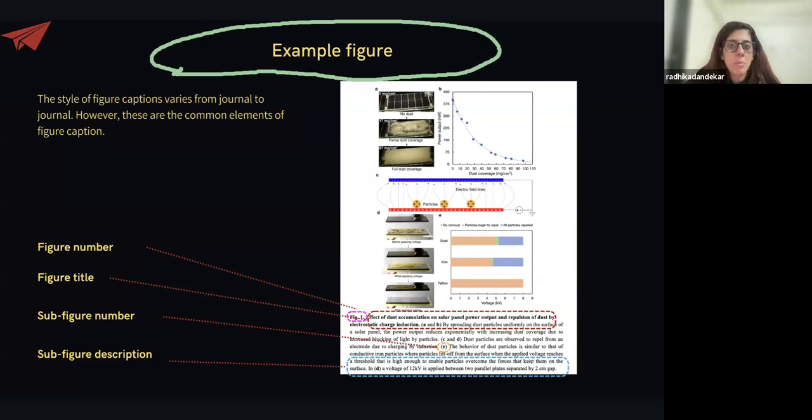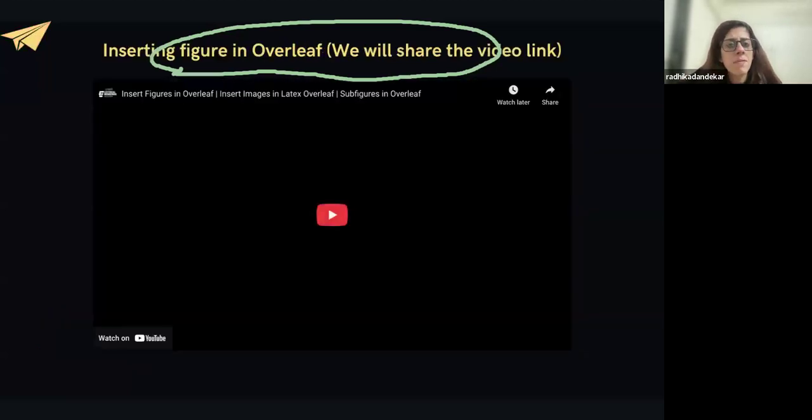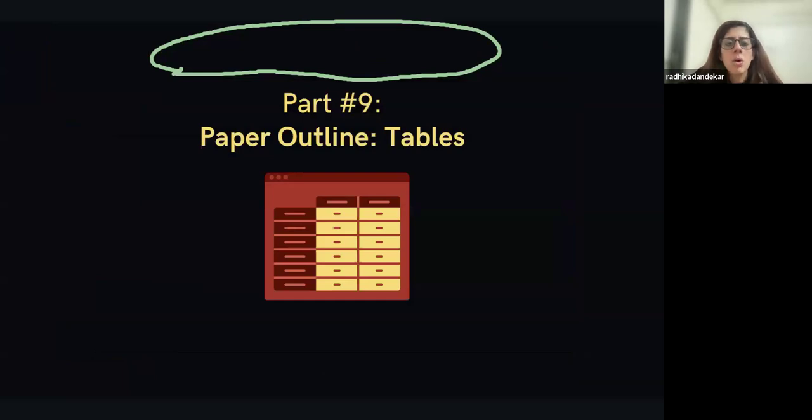Every figure should be labeled, every sub figure should be labeled, and there should be a proper description. It's very important to give a crisp, clear description of every figure, and to maintain the font sizes also. Like I said, you can insert figures from Overleaf as well. So we are now moving to the next part of the paper outline, that is the tables.